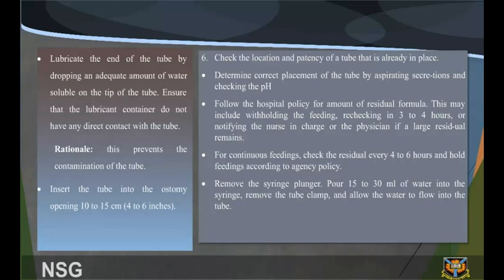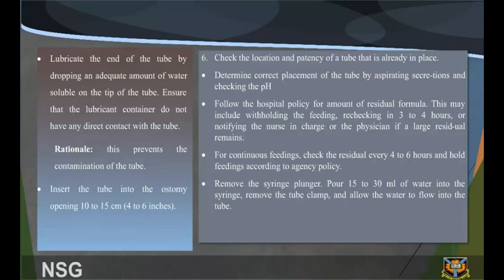Check the location and patency of a tube that is already in place. Determine the correct placement of the tube by aspirating secretions and checking the pH. Follow the hospital policy for the amount of residual formula. This may include withholding the feeding, rechecking in 3 to 4 hours, or notifying the nurse in charge or the physician if a large residual remains. For continuous feedings, check the residual every 4 to 6 hours and hold feedings according to agency policy.